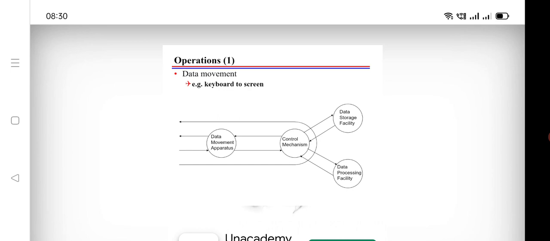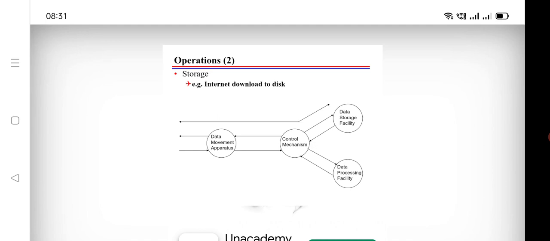First, the data from the keyboard is given to the data movement apparatus. Then it is given to the control mechanism. Since the keyboard is giving it, the control mechanism recognizes that it is an input, so it will read that input. Then it needs to give it back to the screen, so the arrow returns to the data movement apparatus. This data movement apparatus moves the data to the screen. So this is a basic operation for data movement.